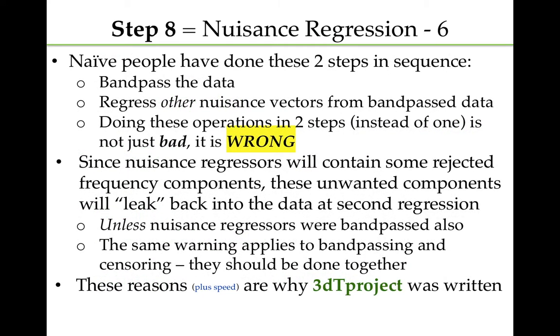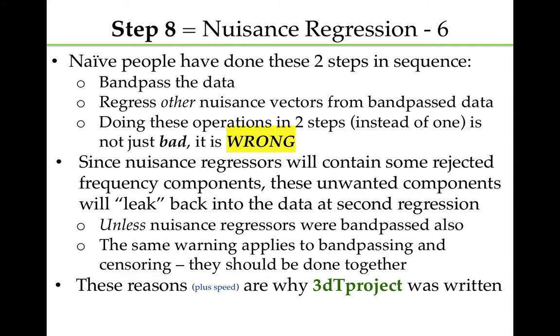I do want to mention something that has come up in the past and hopefully will never happen again in the future. People have done these two steps like this. They bandpass the data. That's one step, and then the other one is they regress the nuisance regressors from the data after bandpassing. I have a lot of opinions about FMRI. This isn't an opinion though. This is wrong. And it's not bad. When I say things are bad, that means that it's my opinion. But when I say it's wrong, it's objectively wrong.